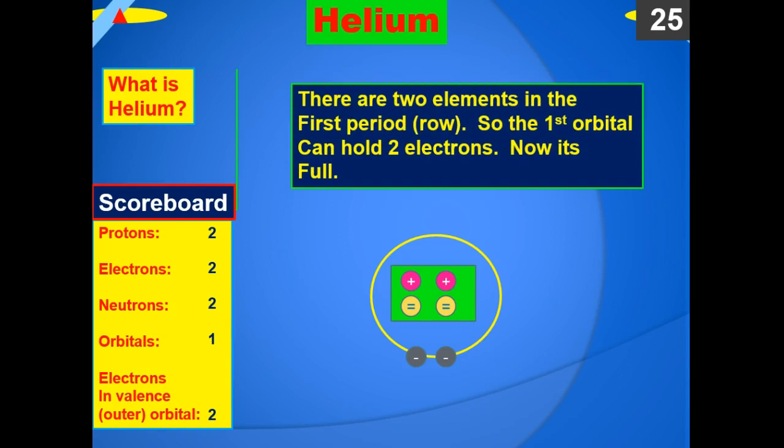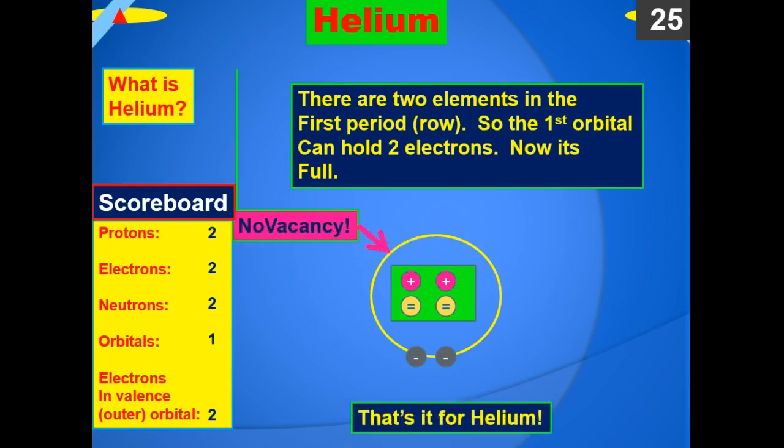Let's do another one. Oh, let's read that. There are 2 elements in the first period row, so the first orbital can hold 2 electrons. Now it's full. No vacancy. So what that's saying is that you're at the end of the first row in the periodic table. Now for the next element, you'd have to move down to the second row, which means you're going to have 2 orbitals for everything in the second row. So the first orbital can only hold 2 electrons, and then it's considered to be full, no vacancy. All right, let's move on to something else.